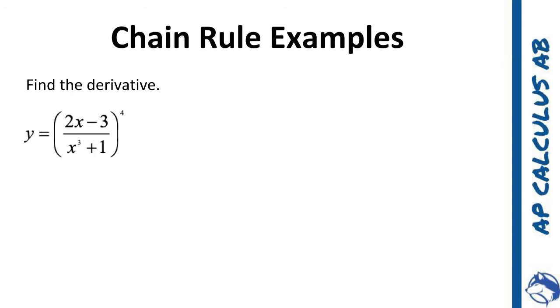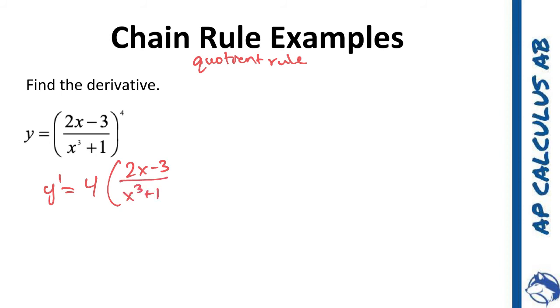So here's another one. This is the quotient rule. And so we have to go ahead and use that when we take the derivative of these. So the quotient rule is on the inside this time, and so that's going to make kind of a big deal here. So what I'm going to do is just start taking the derivative for this one. So y prime is equal to, and then now I've got the 4 times my original here, 2x minus 3, all of this over x cubed plus 1, and then that's raised to the third power.